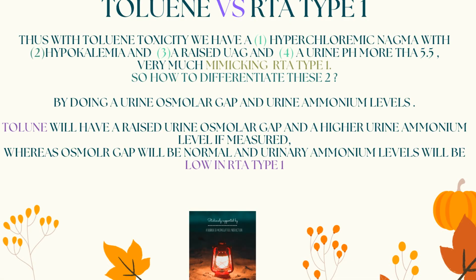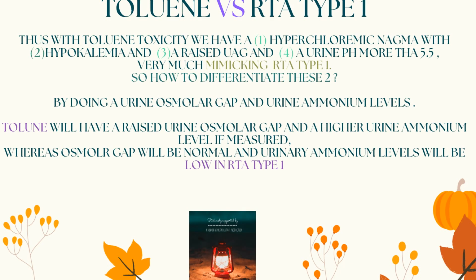Another reason why toluene gets referred to the general medical registrar or the general medical team is because toluene very much mimics RTA type 1. Previously, they even thought that toluene is a subclassification under RTA type 1, which it is not. Totally different pathogenesis, both of them are. So with toluene intoxication and with RTA type 1, you would have a NAGMA, you have hypokalemia, and the urinary anion gap is raised, and the urine pH is more than 5.5, all of which we've discussed previously. So it very much mimics RTA type 1.